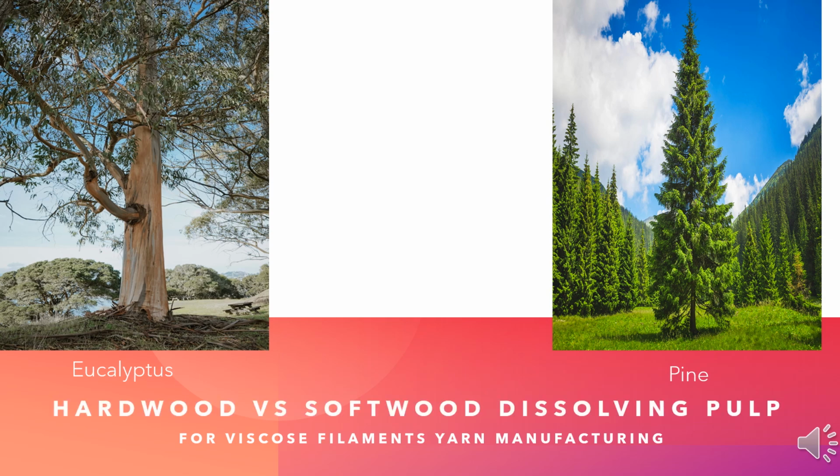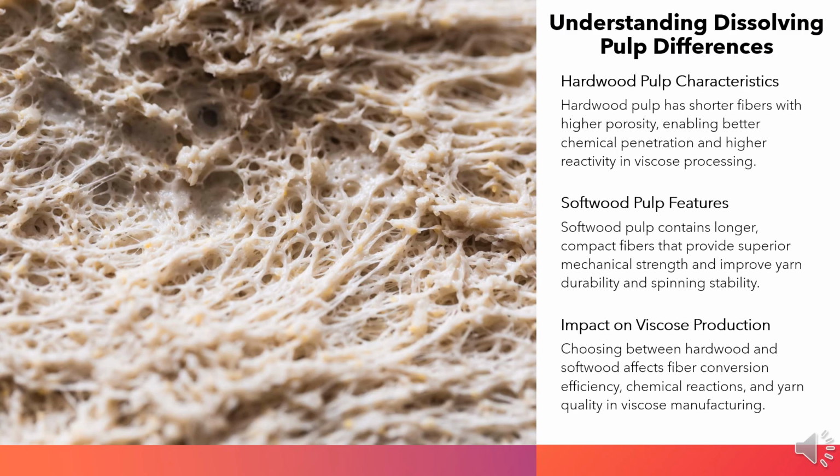Today's topic is hardwood versus softwood dissolving pulp and its importance in viscose filament yarn manufacturing. In this slide, the left side image shows a hardwood tree like eucalyptus, and the right side image shows a softwood tree like pine. This section provides a comprehensive introduction to the fundamental distinctions between hardwood and softwood dissolving pulp used within viscose manufacturing processes.